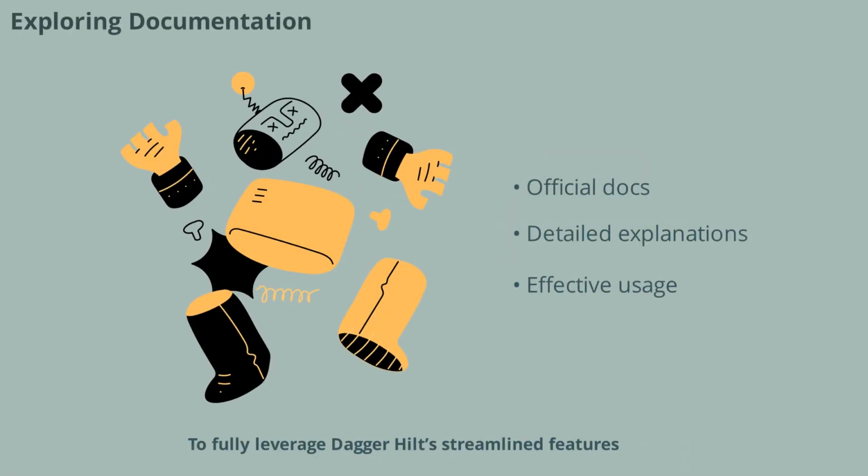To fully leverage Dagger Hilt's streamlined features, it's important to refer to the official documentation. The documentation provides detailed explanations of annotations and their usage, enabling developers to understand the nuances of dependency injection. By studying the documentation, you can master Dagger Hilt's capabilities and apply them effectively in your projects. This scene emphasizes the value of thorough documentation and encourages developers to explore it for in-depth understanding.